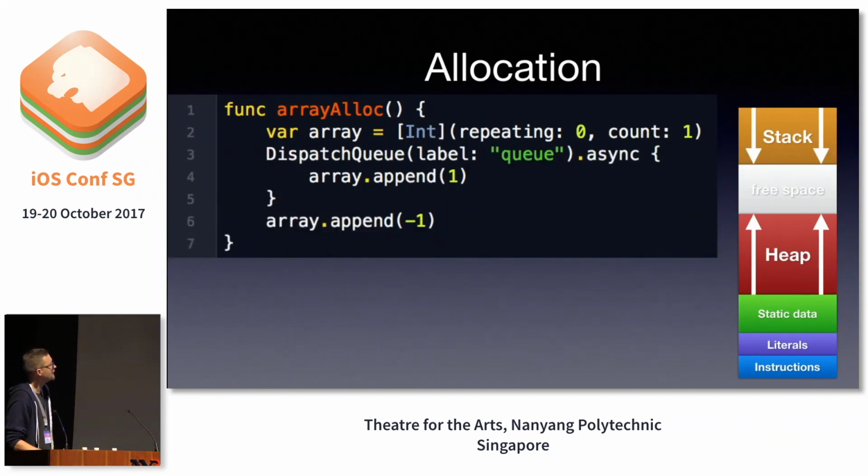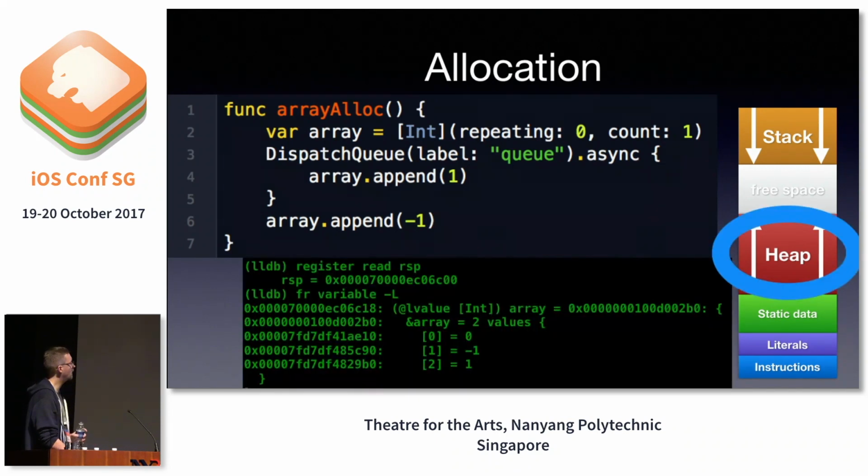The same example, but one of the integers is appended asynchronously in a queue. Yeah, it's a heap. You know why? Because the compiler knows that it will escape. So it will not survive in the stack frame of that function, so it has to be allocated on the heap. And in here, this value is very low, that means it's a heap, basically.